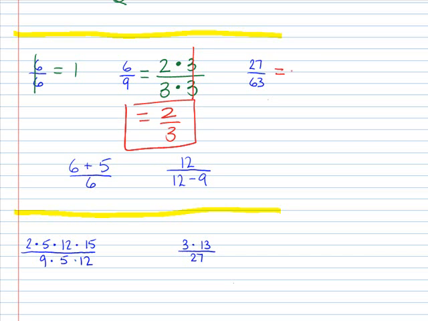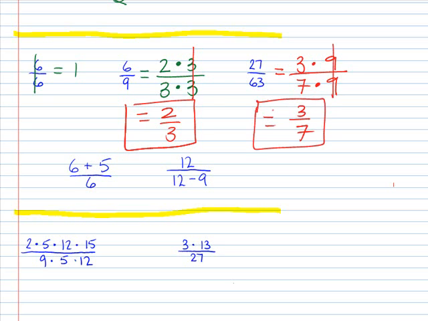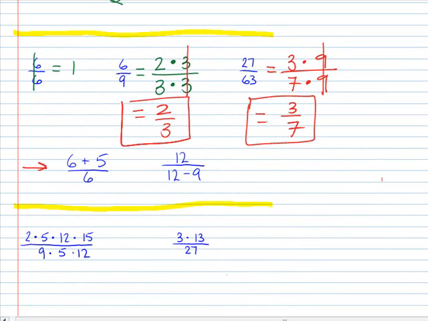27 and 63 are similar. 27 is the same thing as 3 times 9. And 63 is the same thing as 7 times 9. So as we look at these factors, we see that the 9's cancel, so we would be left with just 3/7. So again, because there's multiplication, we can cancel. However, in this next fraction, we cannot cancel the 6's because of that addition. So canceling here would be incorrect. We simply can add the 6 and the 5 and simplify this to 11/6. But no canceling can occur.